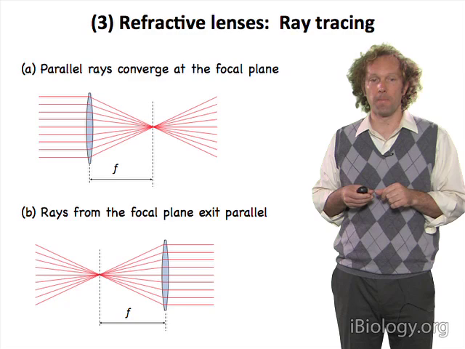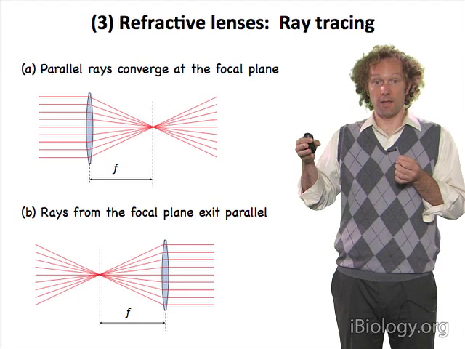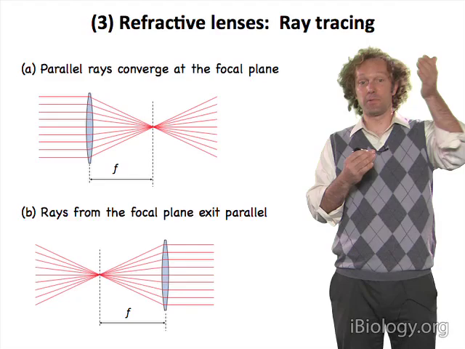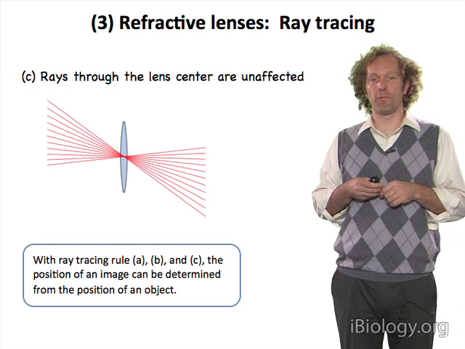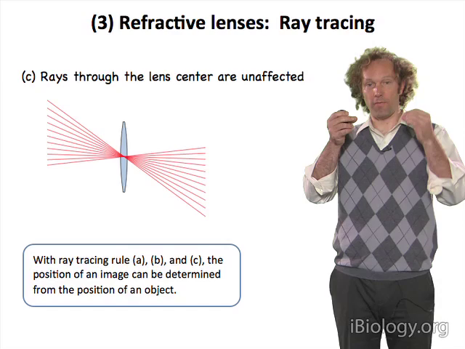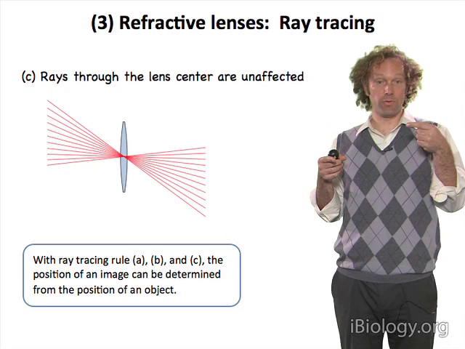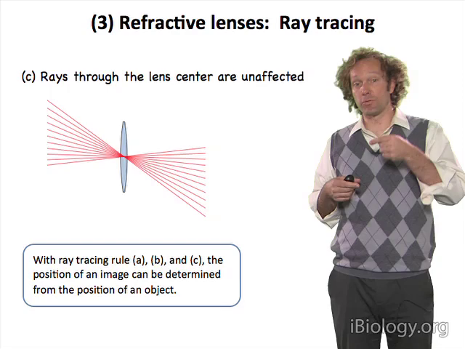The second helpful rule is just the opposite of that. If you have light coming from a focus, it will leave the lens as parallel rays. You can imagine that this is the case because if you run these two diagrams flipped around, they're the same. There's one last rule of thumb for ray tracing, and that is rays that pass through the center of the lens are not refracted. In reality, they are refracted a little bit, but the refraction is opposite. You bend it one way, and then you bend it back the other way, so it comes out looking as if it hasn't been refracted at all. So those three things: rays coming in parallel pass through a focus, rays coming from a focus come out parallel, and any ray that passes through the middle of the lens isn't bent at all.